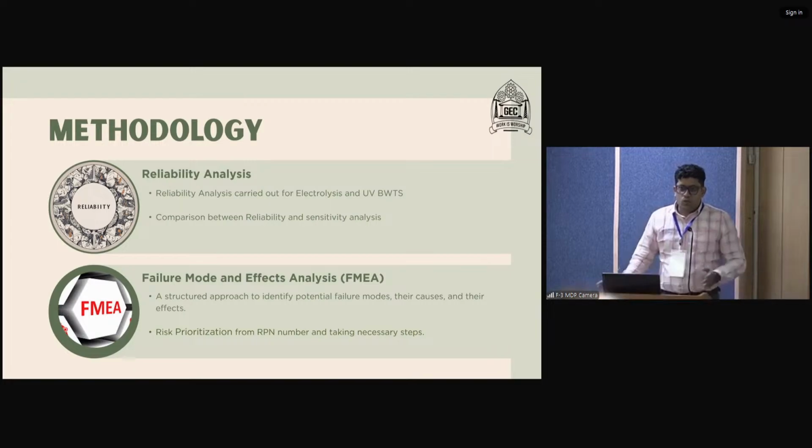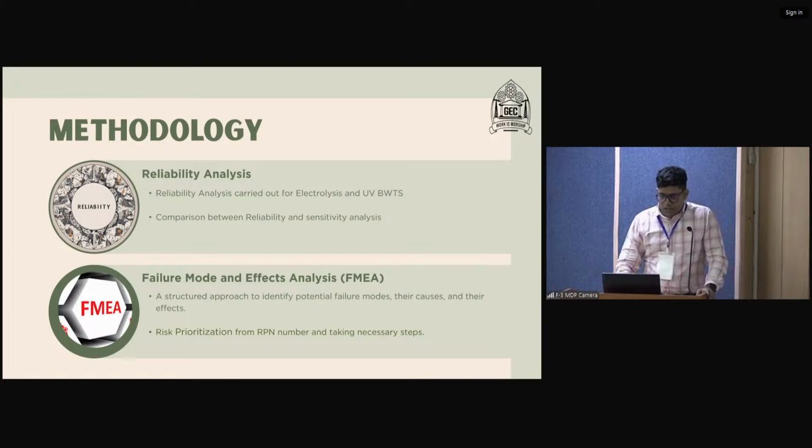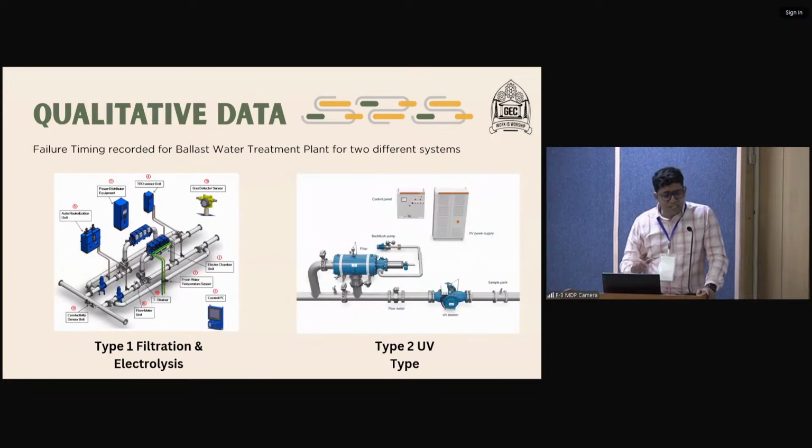So I wanted to make sure that the ships which are sailing from Europe have the same background conditions. And I took the ships which are 4 to 5 years of age, so that part also is not affecting my study. And I found out the reliability. I did the comparison between the two. Then I have done failure mode effect analysis so that I can prioritize the equipment. Risk prioritization I can do.